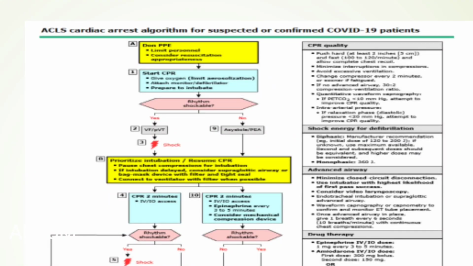You should pause chest compressions for intubation. If intubation is delayed, you should consider going for a supraglottic airway device. Connect to the ventilator with a double filter whenever possible. So these are the small changes which have been brought into the COVID-19 scenarios presenting with cardiac arrest. I have given the cardiac arrest algorithm for confirmed or suspected COVID-19 patients. So these are some of the guidelines which have to be used.